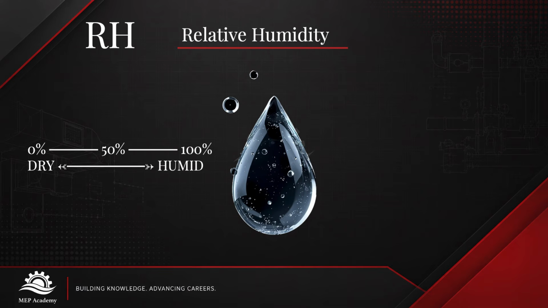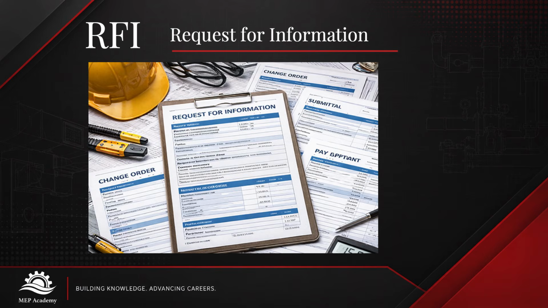Finally, let's look at 10 common construction and project acronyms that HVAC contractors encounter throughout the bidding, construction, and closeout process. Number 46. RFI, Request for Information. An RFI is a formal question submitted when the construction documents require clarification. Contractors commonly use RFIs to resolve missing information, drawing conflicts, unclear requirements, or other issues before proceeding with the work.